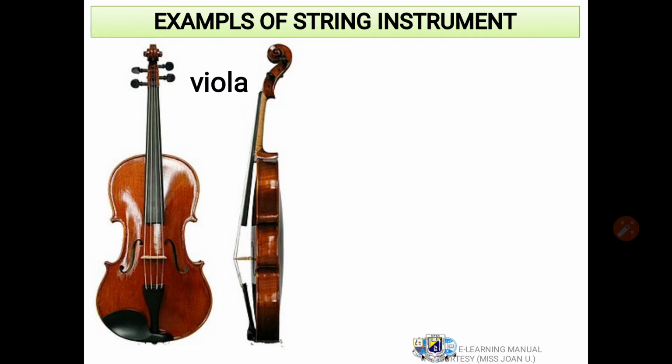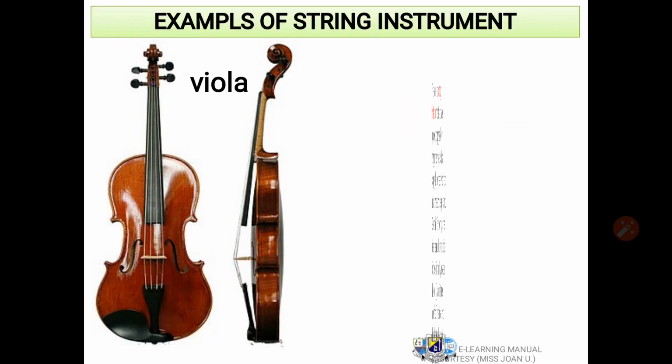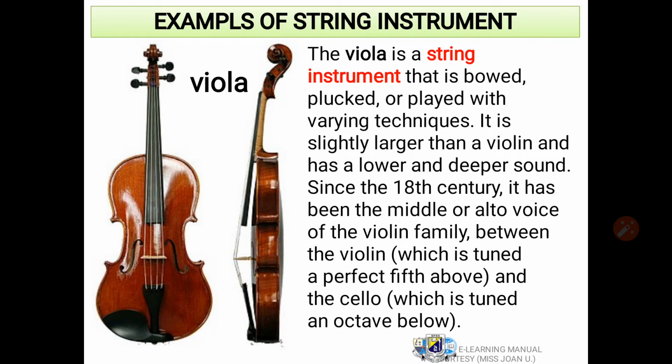Another family of the string instrument is called the viola. The viola is a string instrument that is bowed, plucked, or played with varying techniques. It is slightly larger than the violin. Are you getting it now? The viola is a bit bigger than the violin and has a lower and deeper sound.